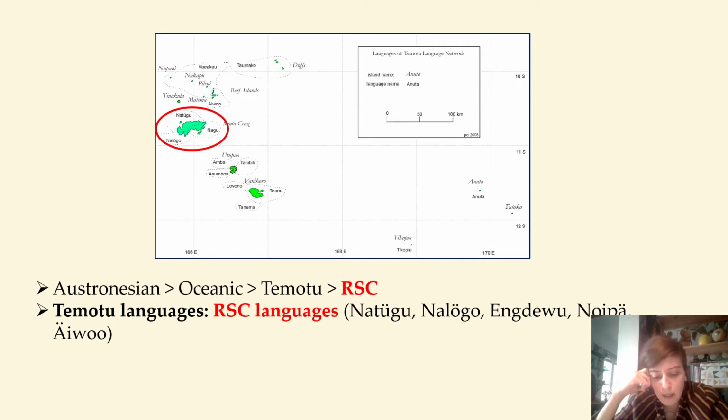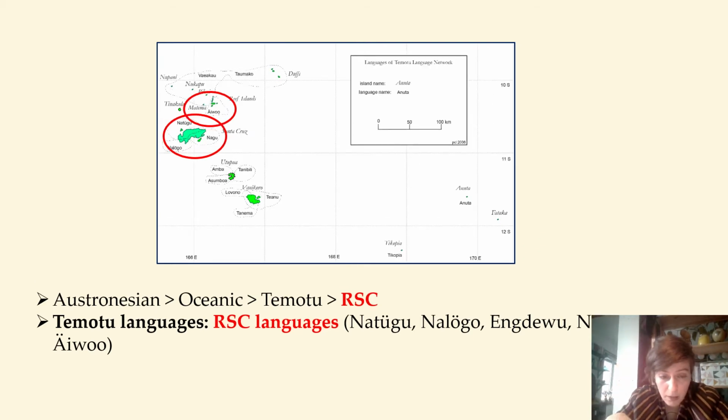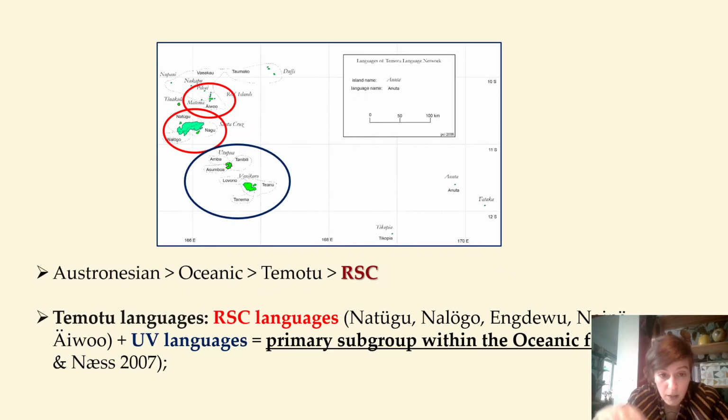There is also a fourth language, Noipe, spoken closer to the Nalögo area, but the language is not indicated here in the map. These four languages and Aiwoo, spoken in the Reef Islands, form the Reef Santa Cruz subgroup. That together with the 6 languages of Utupua and Vanikoro form the Temotu group, which has been classified in 2007 as a primary subgroup within the Oceanic family.